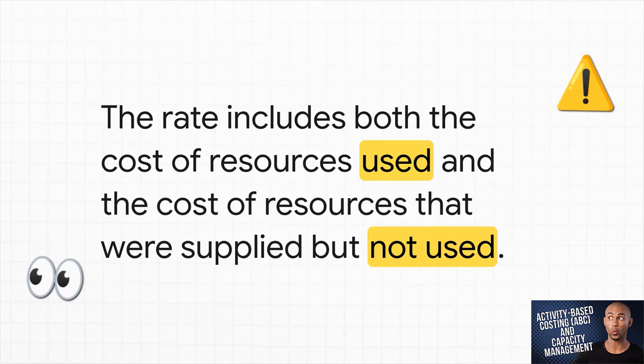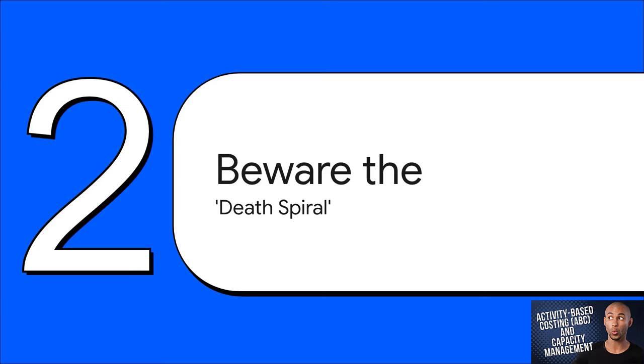But just being reactive isn't even the worst part. No, the real hidden flaw, the big one, is that this old way mashes two completely different things together. It mixes the cost of the resources you actually used with the cost of the resources you paid for but didn't use. It just lumps it all into one big, misleading number. And when you mix those two costs up, that's when you can accidentally trigger that death spiral we mentioned.